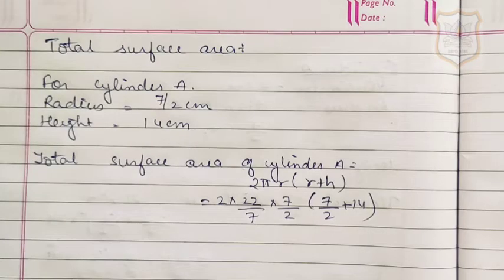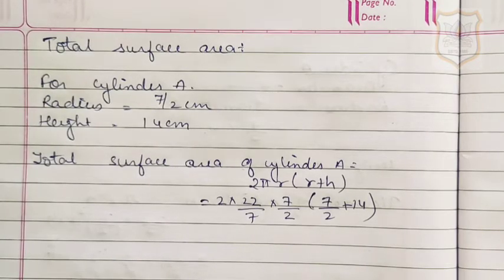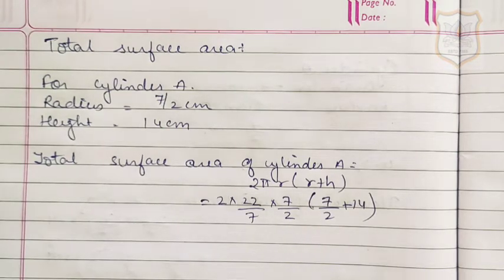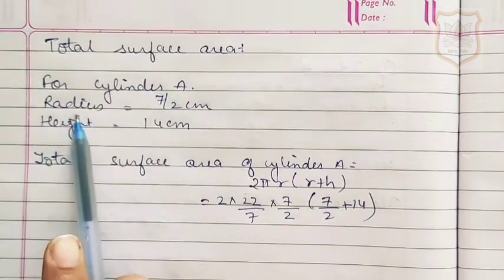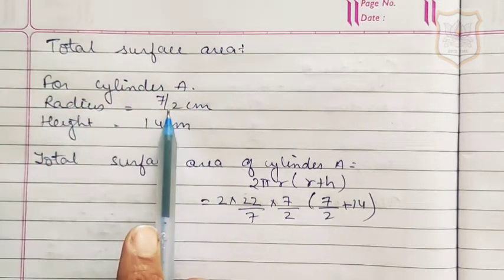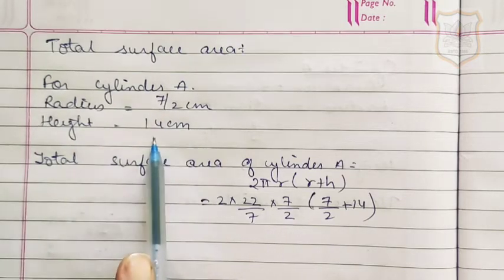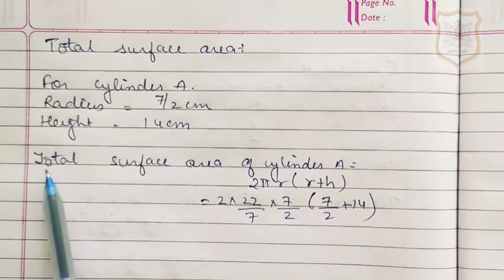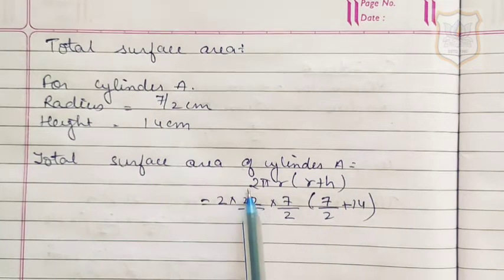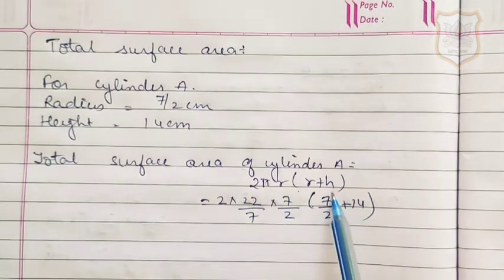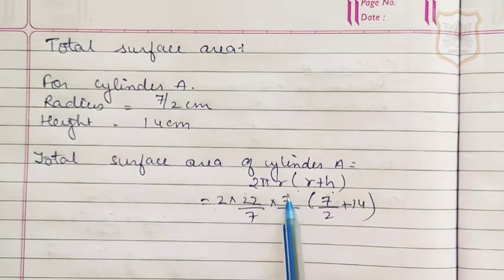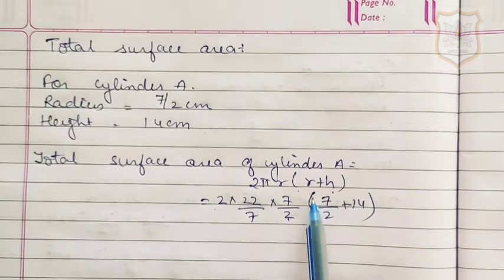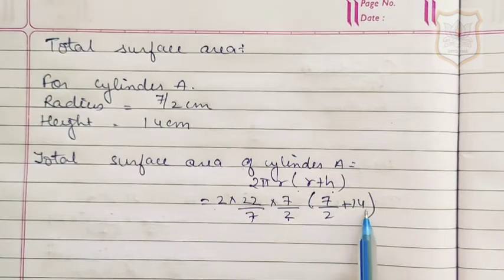Now students, next it was asked that we have to check whether the cylinder with the greater volume also has greater surface area. So we will find out the total surface area of cylinder A and cylinder B. So total surface area for cylinder A will be radius 7/2, which we have calculated earlier. Height was 14 centimeter. The formula to find out the total surface area of cylinder A is 2 pi r in the bracket r plus h. 2 we will write as it is. In the place of pi we will write 22/7. In the place of r we will write 7/2. Here also in the bracket 7/2 plus 14.